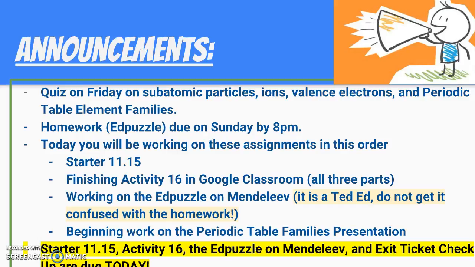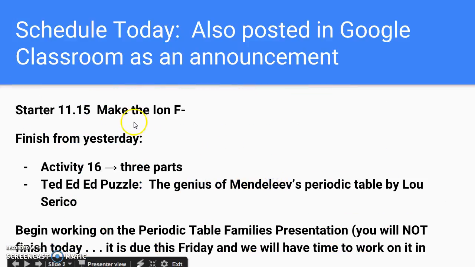To go back over it, I highlighted the things you need to have done today. You have the starter, 11.15. You have activity 16. You have the Ed Puzzle on Mendeleev, and then you have the exit ticket checkup, which I'll go into detail about in just a second.